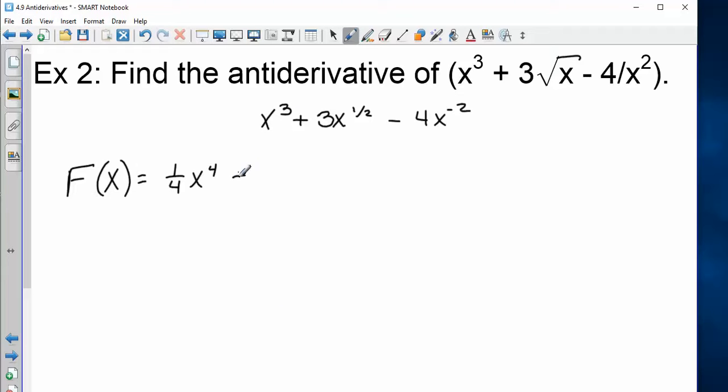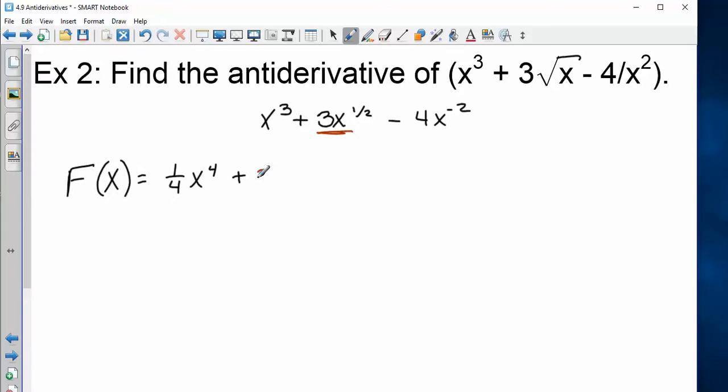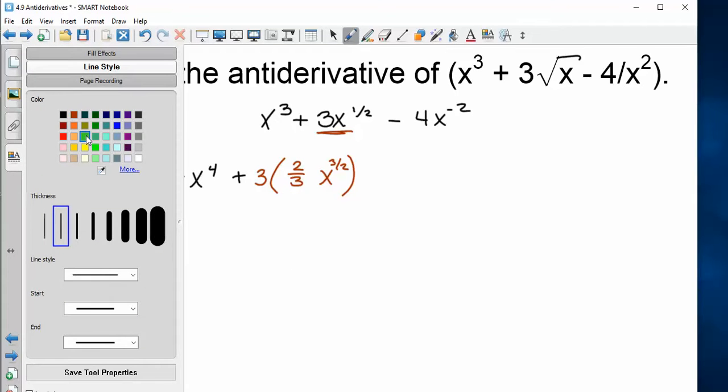For the second term, I'm going to show a little more work right now. That 3 is just going to stay. If I think about my x, you would add 1 to the power. So 1/2 plus 1 is 3/2. And then we always put the reciprocal in front. So what would I put in front? 2/3. I'll clean that up in my next step.